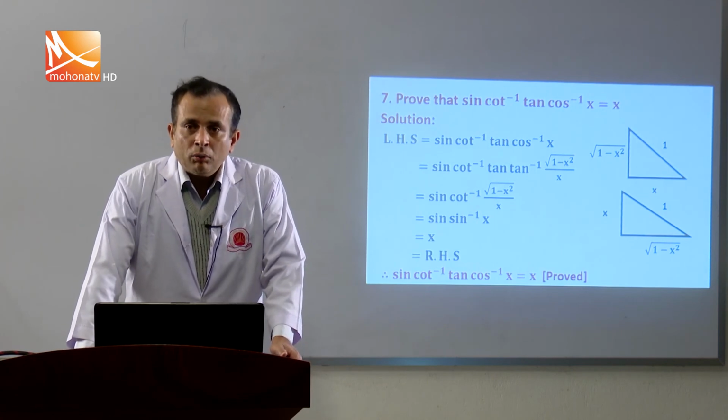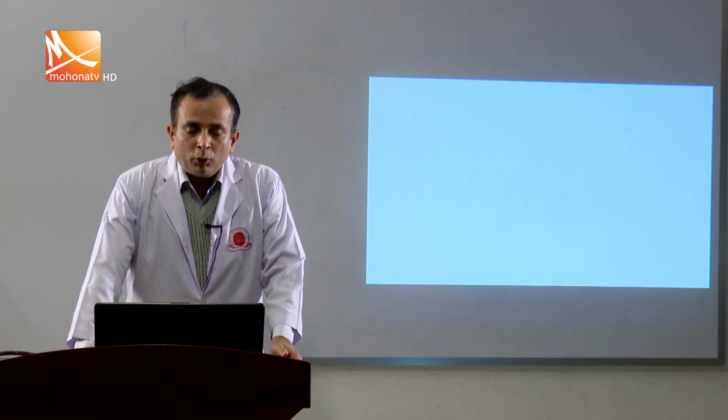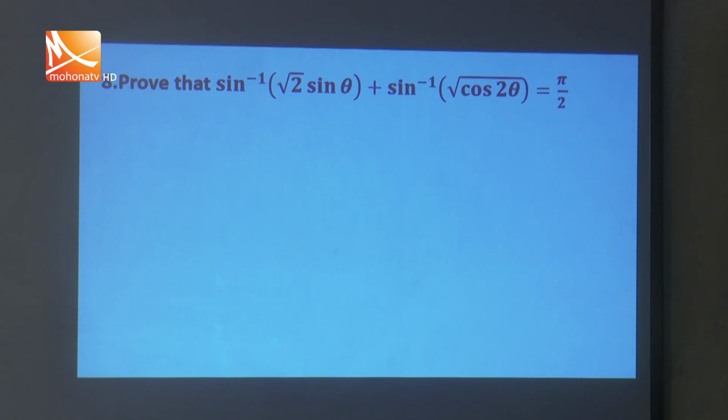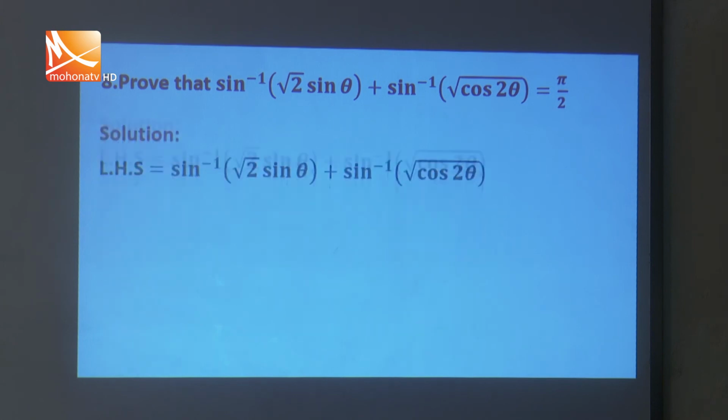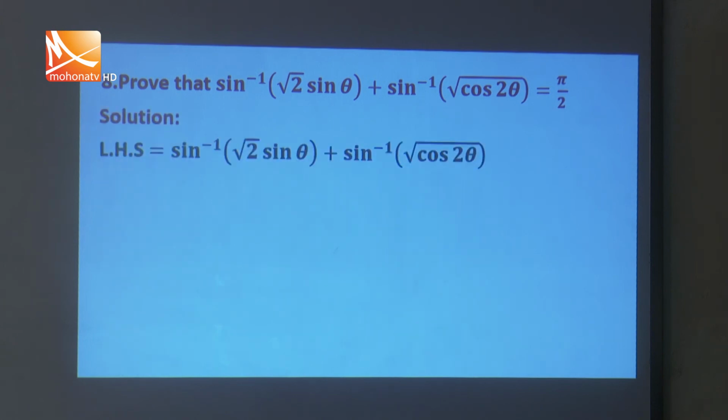Now we are going to see another problem, problem number 8. Prove that sine inverse root sine theta plus sine inverse root cos theta equals pi by 2. Solution, you just see the solution of the problem. Left hand side, sine inverse root 2 sine theta plus sine inverse root cos 2 theta.